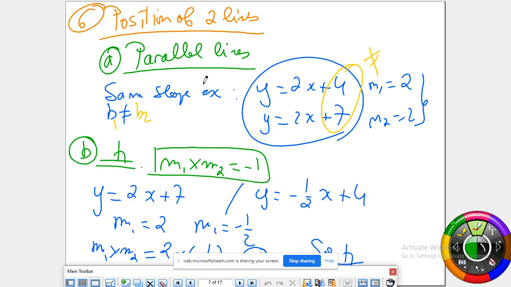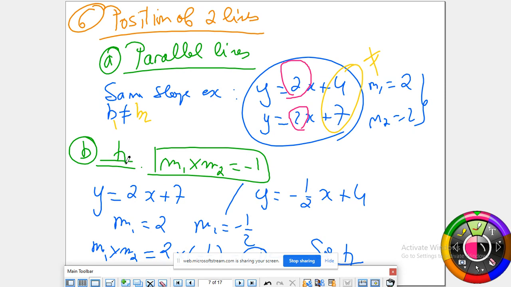Now, part 6, position of 2 lines. I can have parallel lines and I can have perpendicular lines. Also, you know it from last year. Parallel lines, they have the same slope, but they cannot have the same b. If they have the same b, it's the same line. So if I compare those 2 lines, y equals 2x plus 4, y equals 2x plus 7, the slope is 2. Here, the slope is 2. They have the same slope, so I can say they are parallel. Those shouldn't be equal. If I have the same number, it's the same line, it's overlapping.